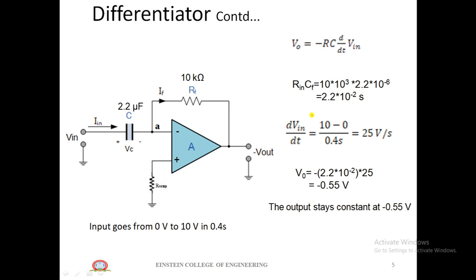Then the differentiation value, differentiating the input voltage. So input voltage varies from 0 to 10 volt, so 0 minus 10 in 0.4 seconds. So the value is 25 volt per second. Substituting both values in the output voltage equation, we get the value as minus 0.55 volt. So the output is a constant value. It stays at a constant value of minus 0.55 volt.